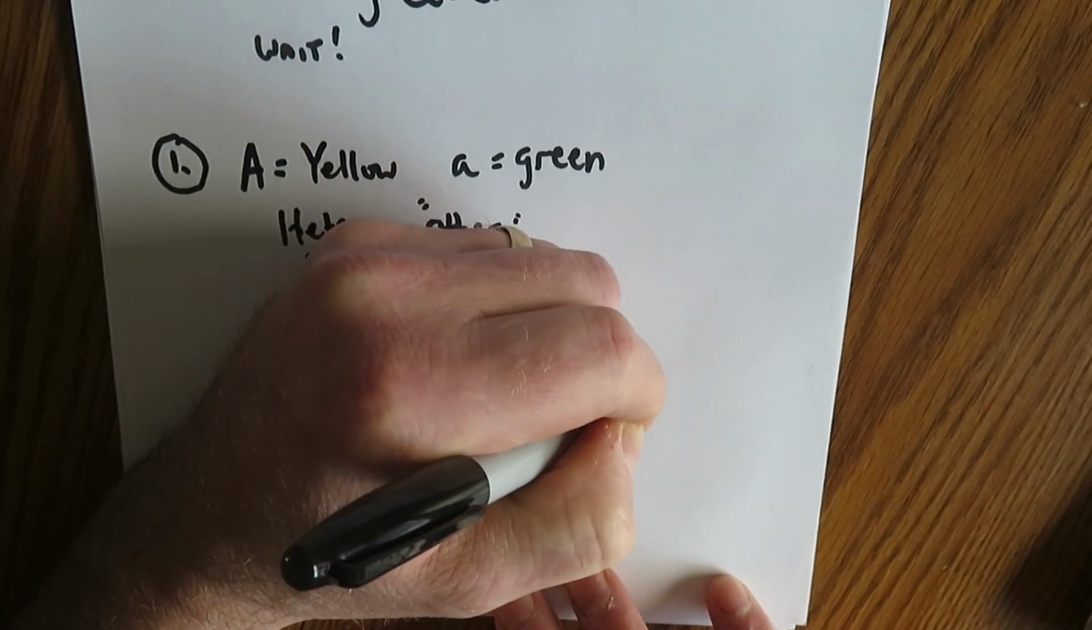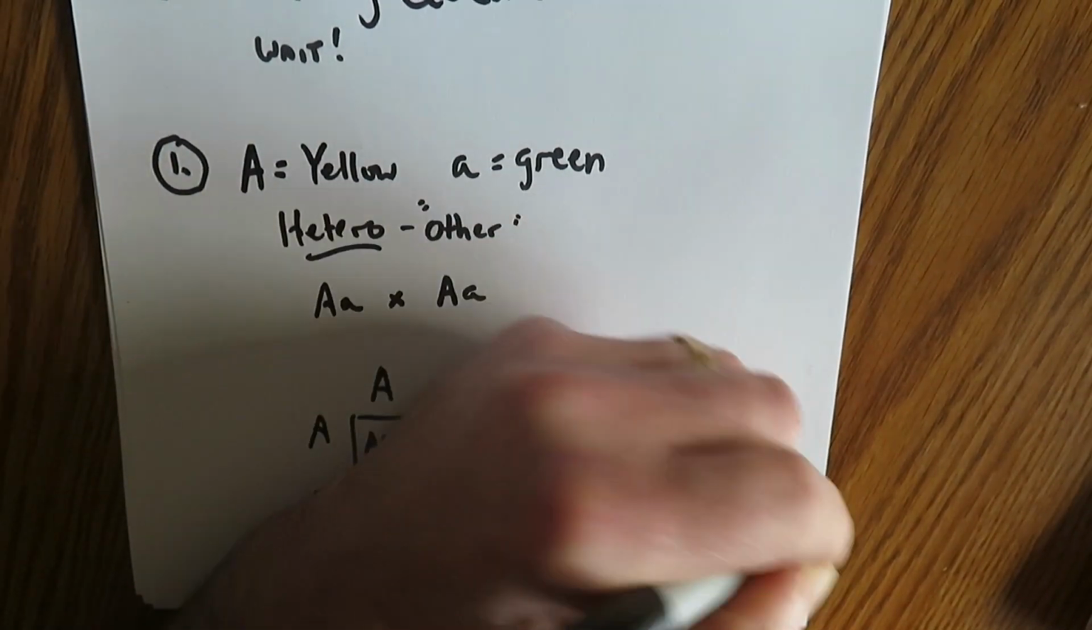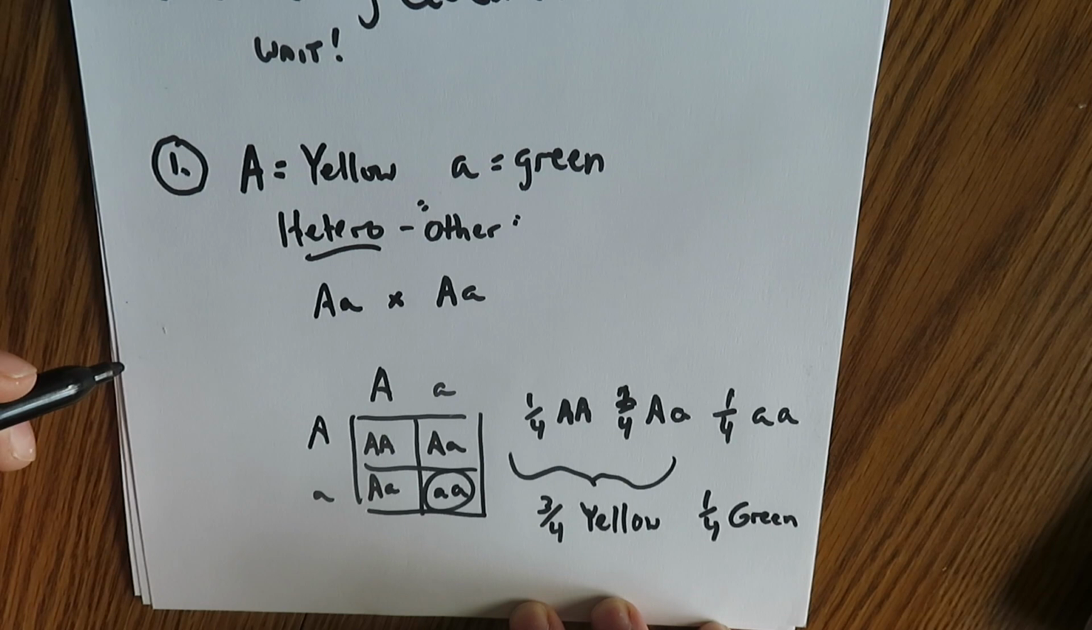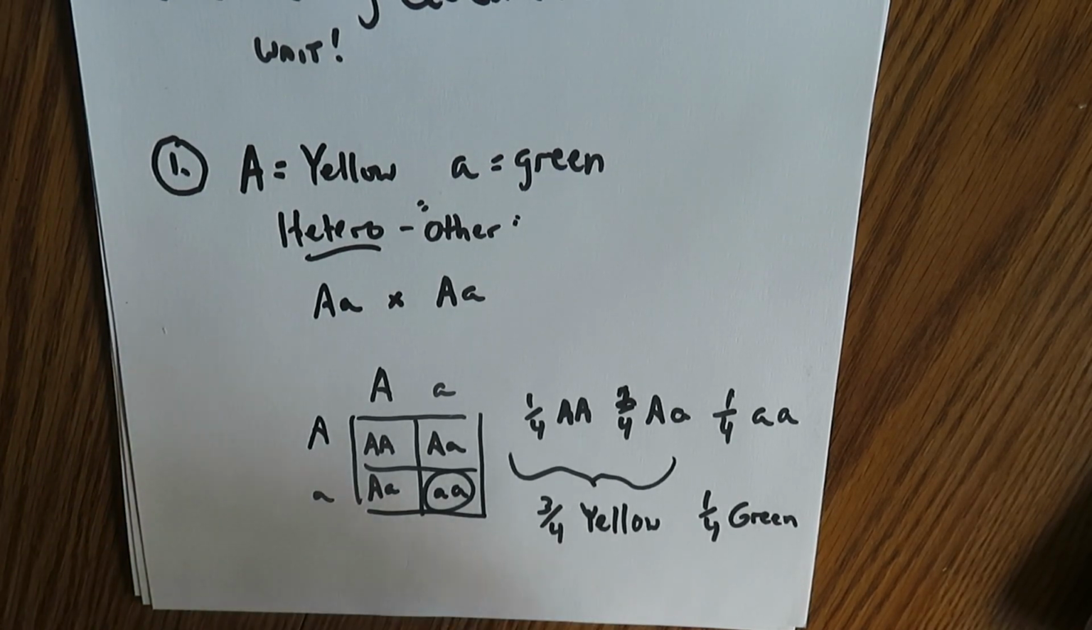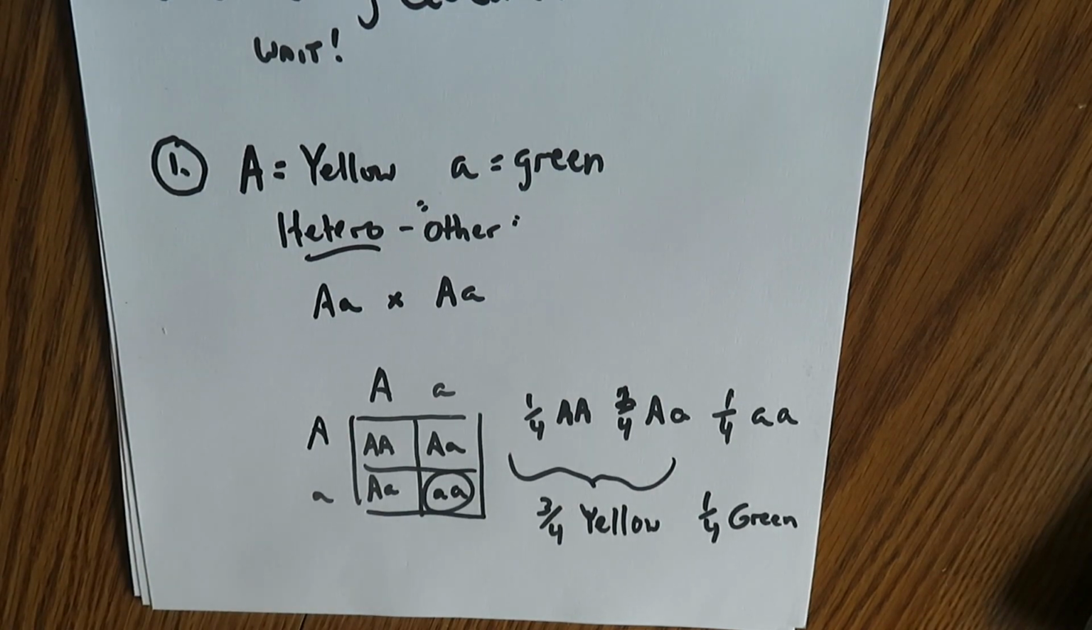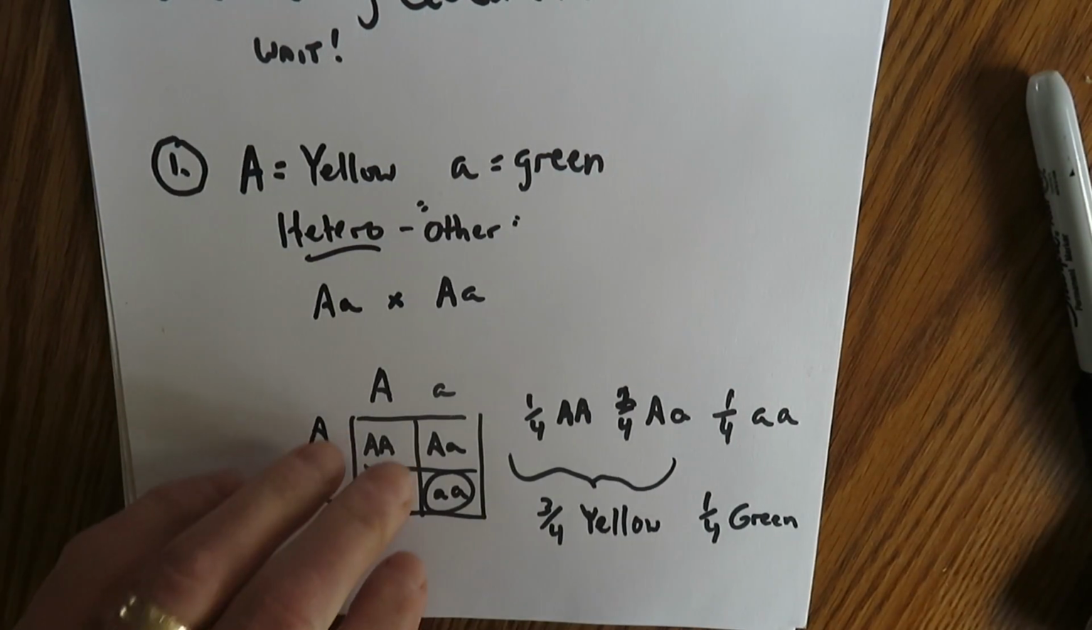So we end up with 1/4 big A, big A, 2/4 big A, little a, 1/4 little a, little a. That gives us 3/4 yellow under the rule of dominance, and 1/4 green. So that's number 1 on the supporting questions.